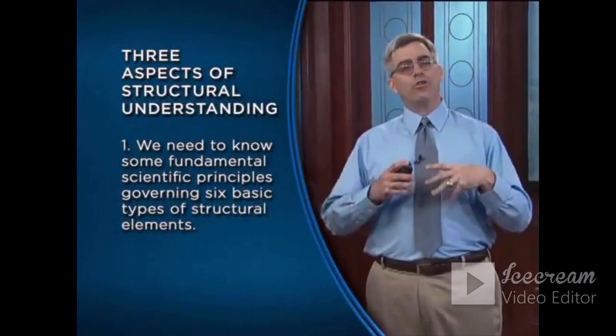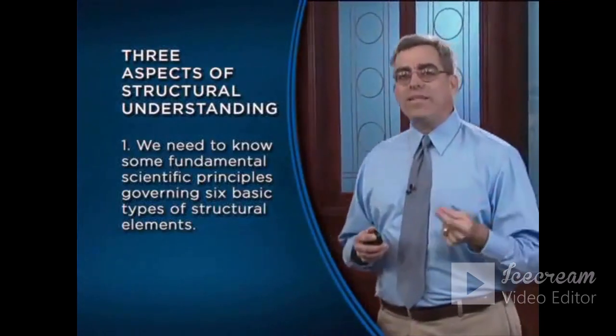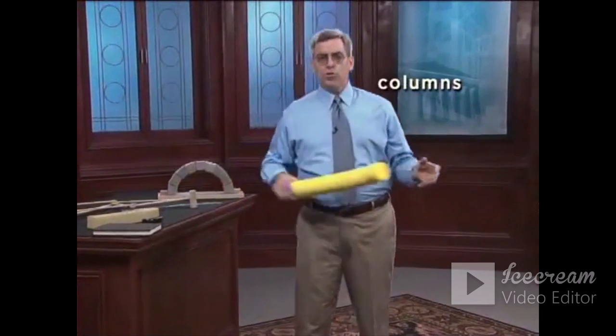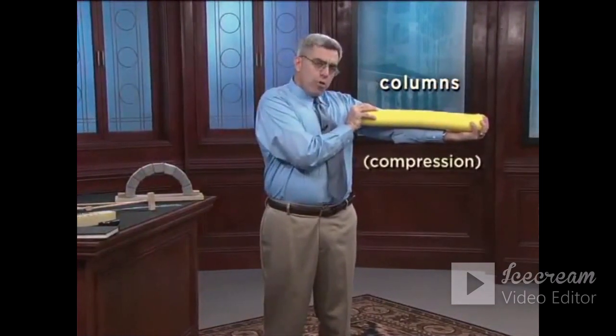First, to understand structure, we need to know some fundamental scientific principles governing 6 basic types of structural elements. And these elements are the building blocks that compose nearly all of the world's great structures. The basic types of structural elements are defined in terms of how they carry load. For example, tension members carry load by elongating or stretching in response to applied loads. Columns carry load by shortening in compression.